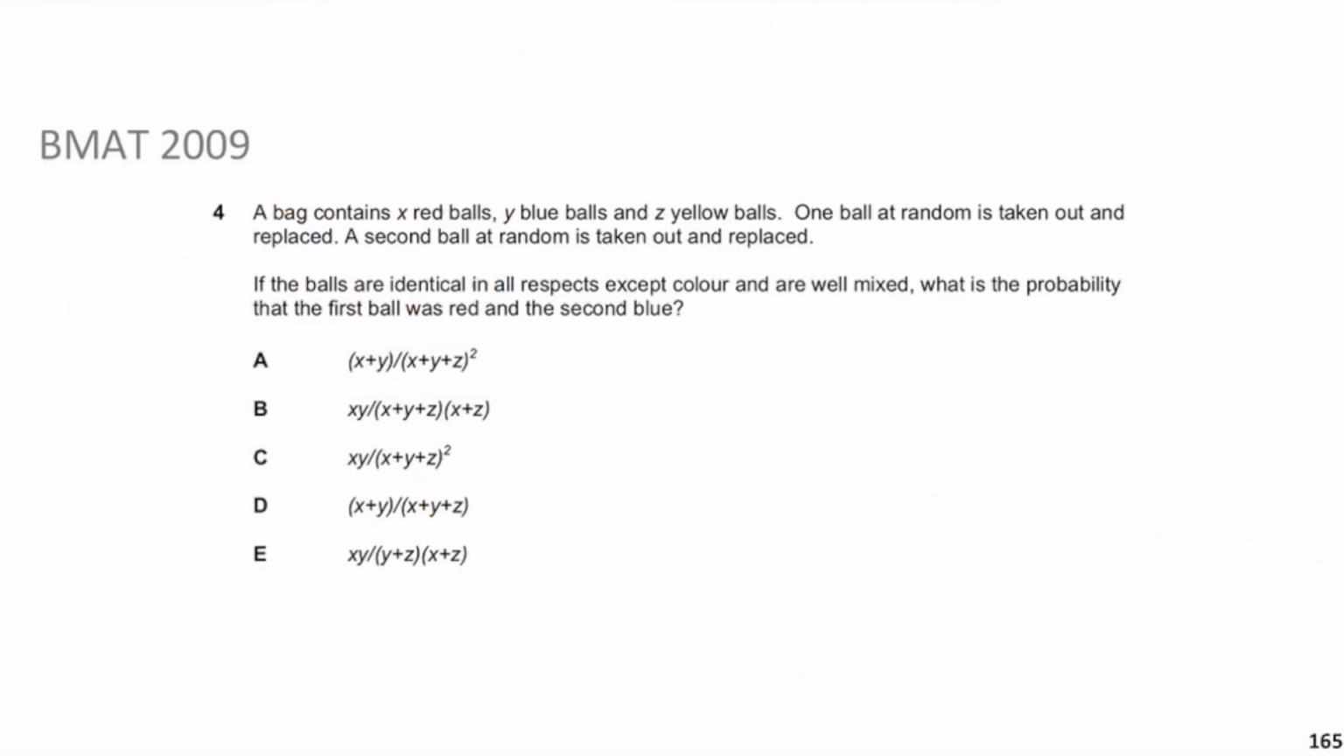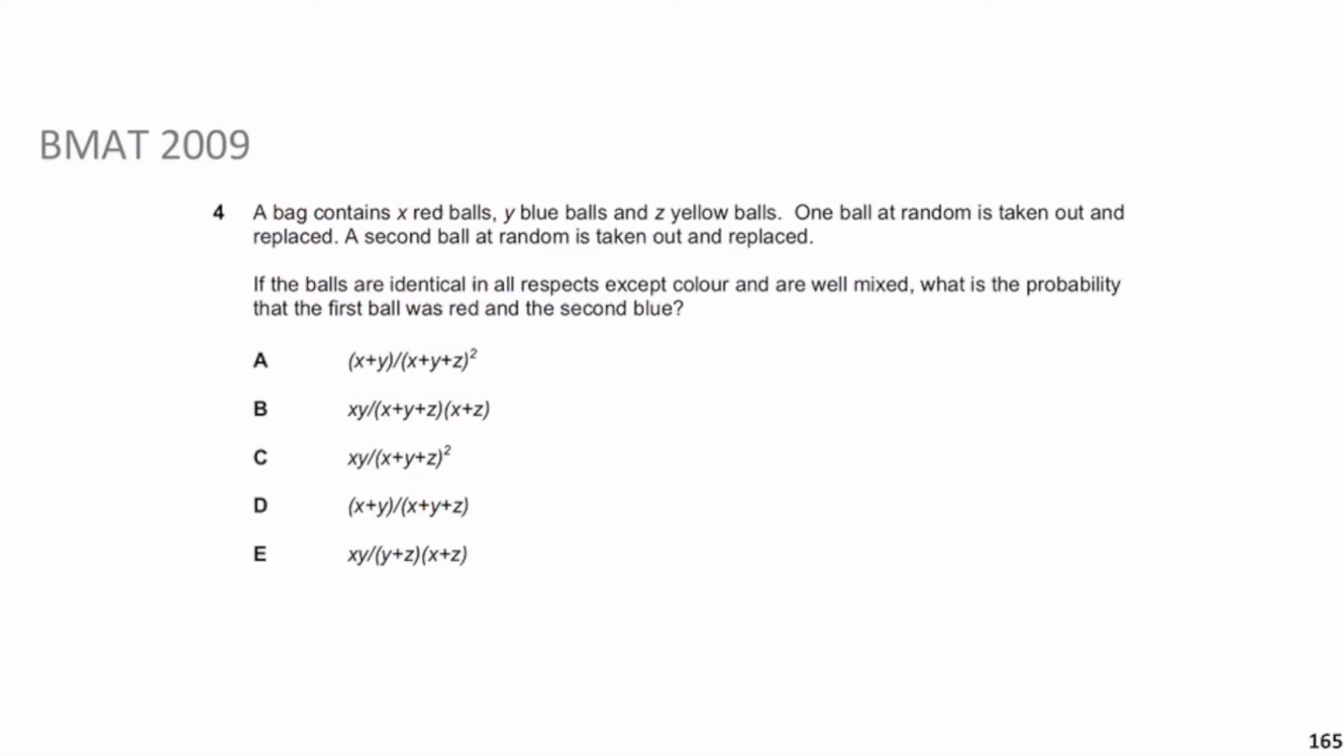A bag contains X red balls, Y blue balls, and Z yellow balls. One ball is selected at random and taken out. One ball at random is taken out and replaced. A second ball at random is taken out and replaced. If the balls are identical in all respects except color, and are well mixed, what's the probability that the first ball was red and the second ball was yellow? So, guys, pause the video, give yourself a minute. Be sure to be back after that minute, and then we can go through the solution.